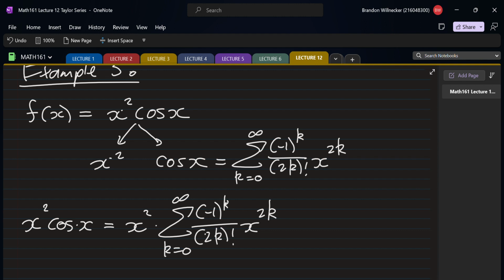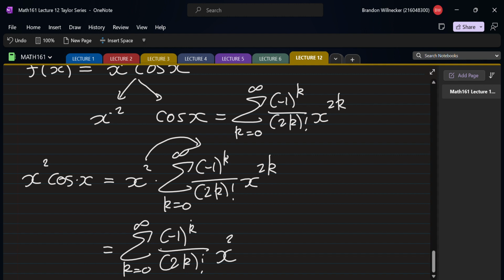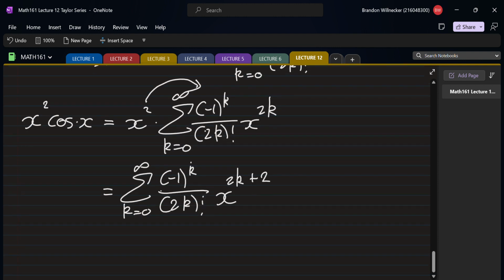But now the summation is over k, which means x squared is just a constant. So we can take this constant inside the sum. We now get the sum from k equals 0 to infinity of minus 1 to the k over 2k factorial, x to the 2k plus 2. The 2 from the x squared gets added on to the 2k from the x to the 2k, and we end up with this. And this is our Taylor series for x squared cos x.